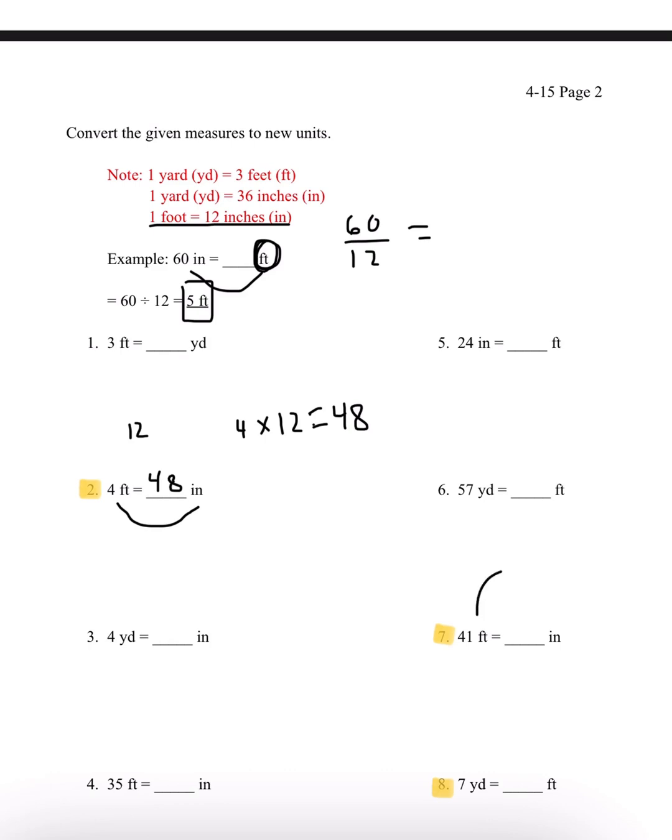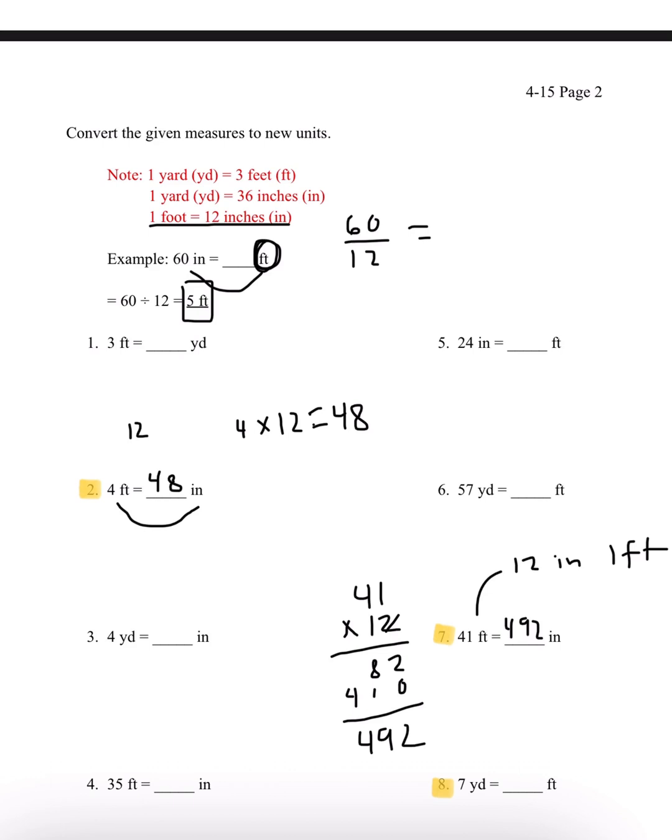Next we have number 7, 41 feet equals blank inches. Like I said earlier, there's 12 inches in 1 foot. But here we have 41 feet. So in order to know how many inches there are, we have to do 41 times 12. Let's do this quickly. We get the answer of 492. So for number 7, our answer would be 492 inches.